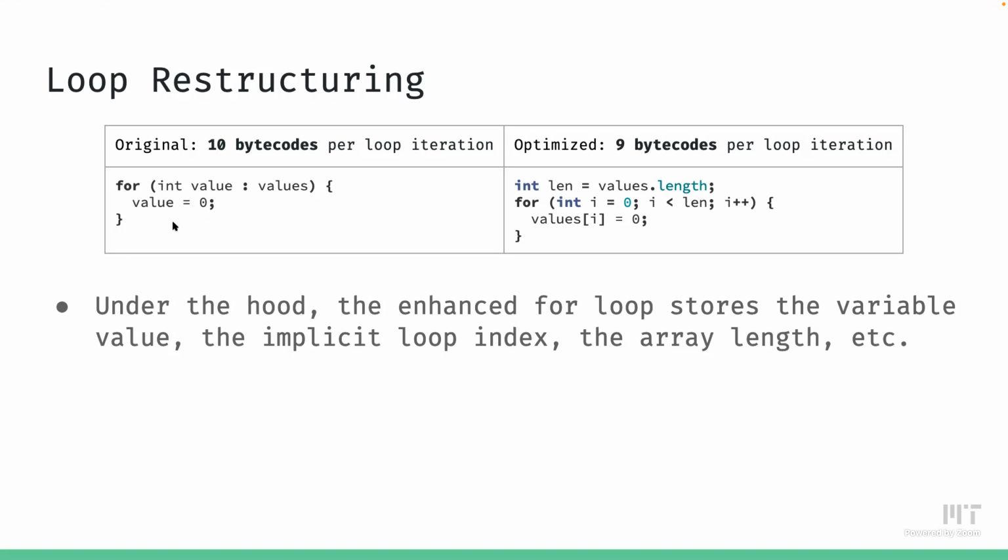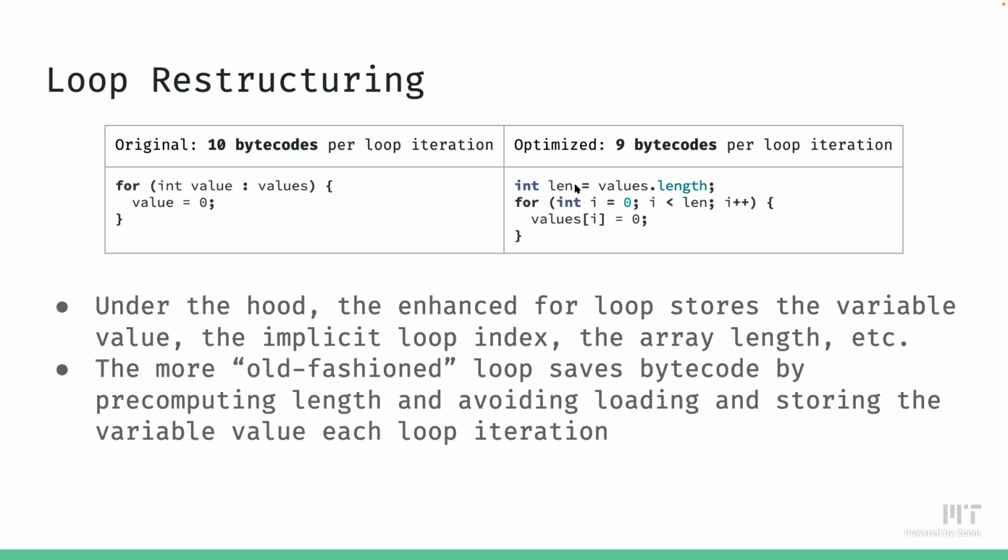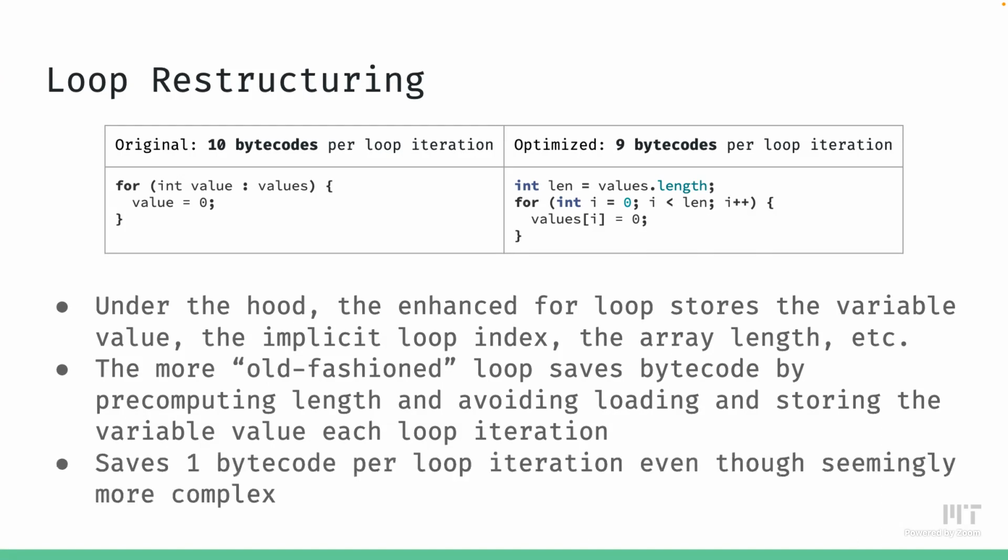So one simple thing we can do is turn it into more of an old-fashioned loop, which is just i equals 0, i less than length. We keep track of an iterator, and we pre-compute the length and store it in an integer. By doing this, it does actually end up saving 1 bytecode because it does not have to keep checking and loading the length every single time. And so even though this code seems more complex, it does actually have less bytecode. It's a good example of when code that seems more complex actually is better for your bot.